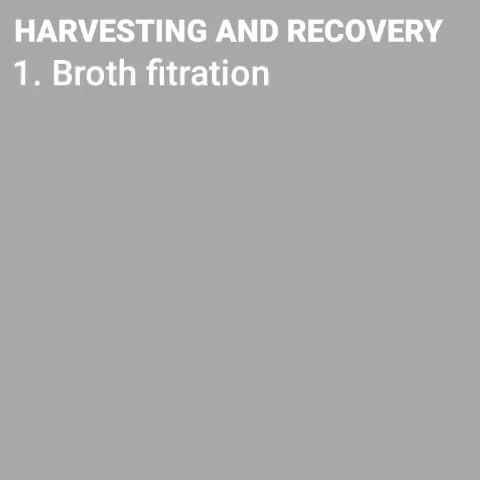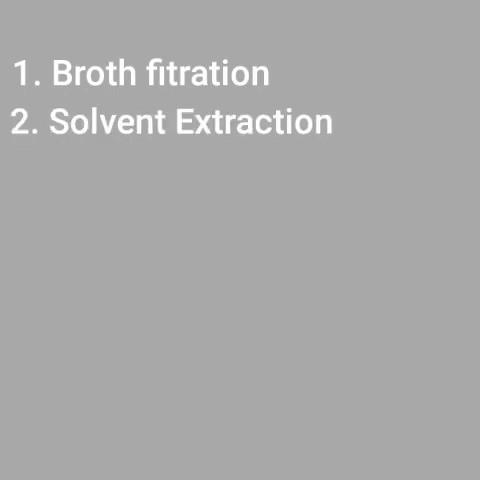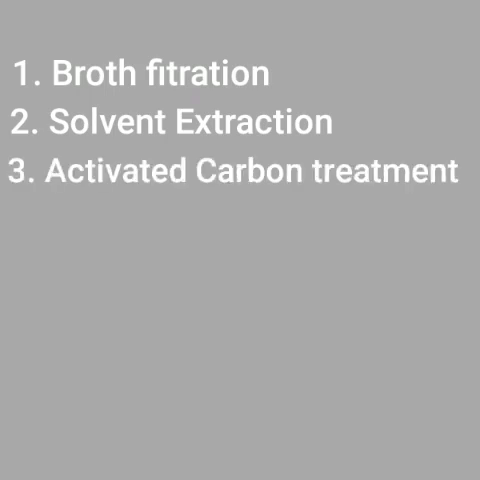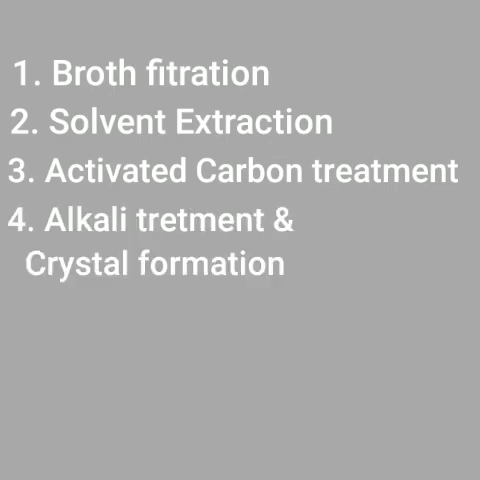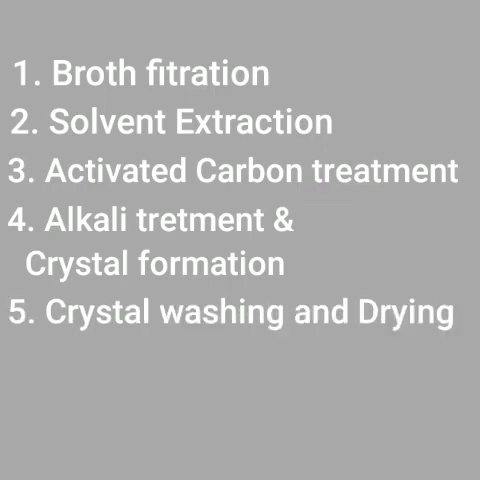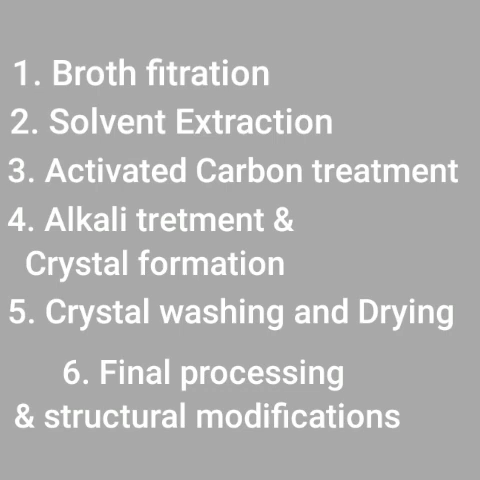Harvesting and recovery. First step is broth filtration. As it is the secondary metabolite, we don't want the cells. Cell-free broth is then subjected to solvent extraction. Later, the extract is treated with activated carbon to remove the color and other pigmented impurities. Later, it is treated with alkali to get the desired alkali salt form of penicillin. After crystallization, the crystals are washed and dried with dry organic solvents. Finally, the penicillin crystals obtained are subjected to structural modifications.